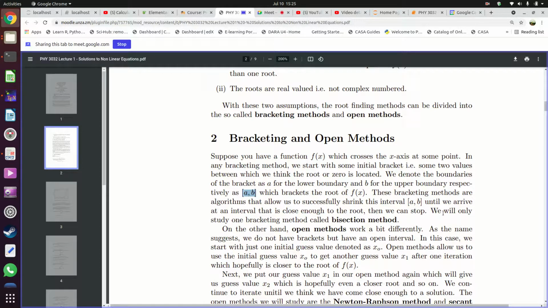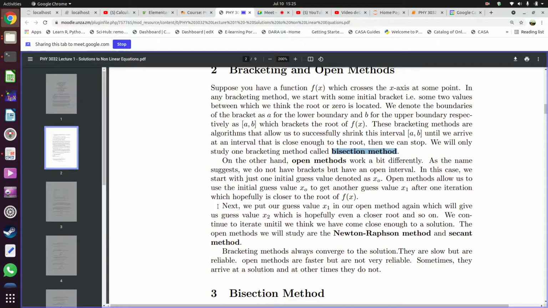then we stop. So in our case, we're only going to look at one method which does this, because this process is tedious. So we're going to look at a method called bisection. Apart from bracketing methods, there are other methods which don't use brackets. These are called open methods.